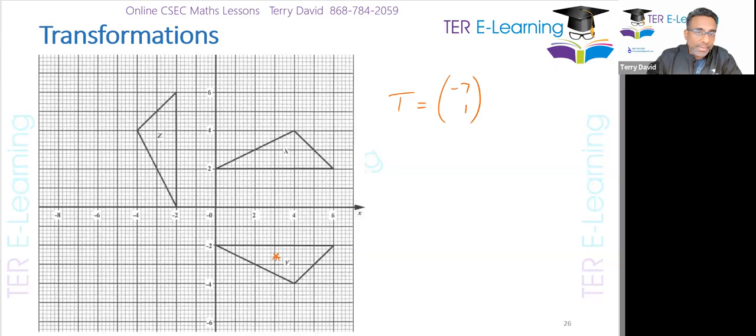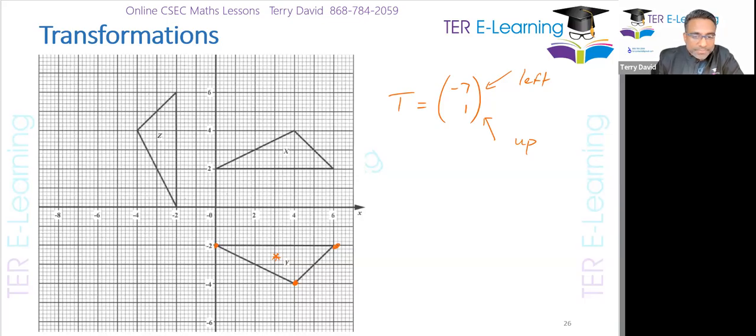Now, if you all remember, I know some people sometimes forget stuff, the number on top tells me if I'm moving to the left or to the right. If I see a negative sign there, it means that I'm moving to the left. If I see a positive number at the bottom, I'm moving upwards. So we're going to take each of these points on triangle Y and perform what we call a translation. So it's 7 units to the left and then 1 unit up.